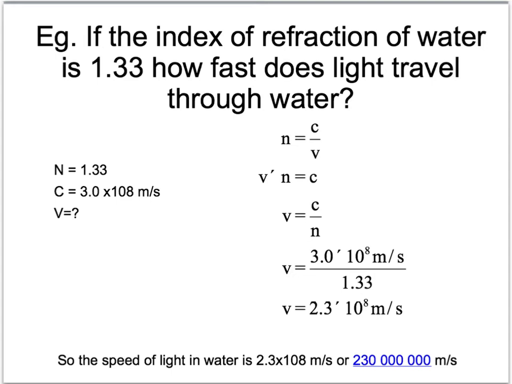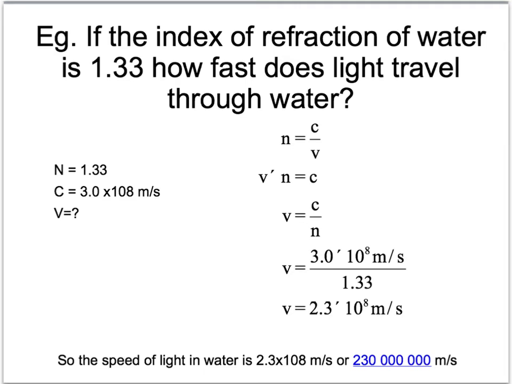So, if we know the index of refraction of water is 1.33 and we want to know how fast light goes, well, first off, we write down what we know: n is 1.33, c is 3 times 10 to the 8th, and we write down that v equals question mark. By the way, that may seem kind of silly, writing down what we want to find, but the biggest mistake in physics is solving for the wrong thing. Then all you do is plug into the equation, rearranging it to make v equals c over n.